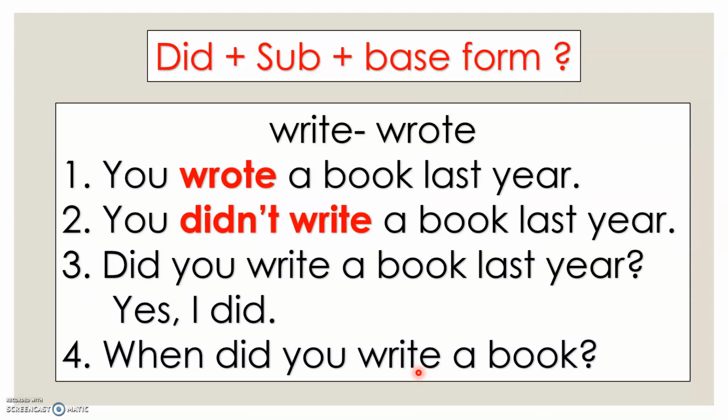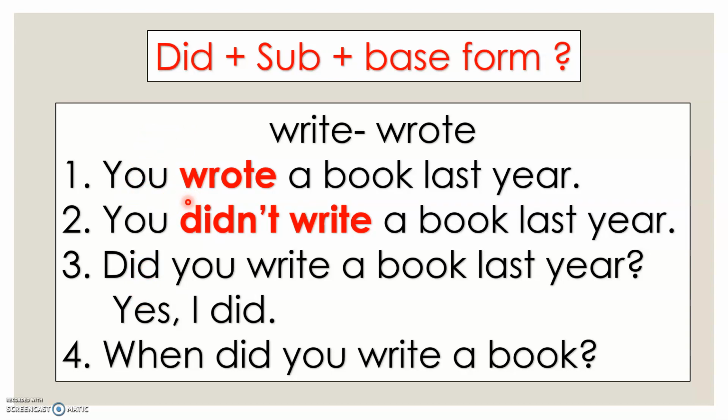Okay, the last example here we have, you wrote a book last year. To change the sentence into the negative form, we need to add didn't. So you didn't. What's the base form of the verb wrote? It's write. You didn't write a book last year. To form the yes or no question, we start with did, then the subject, then the base form of the verb. So did you write a book last year?